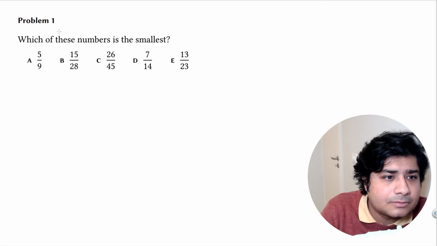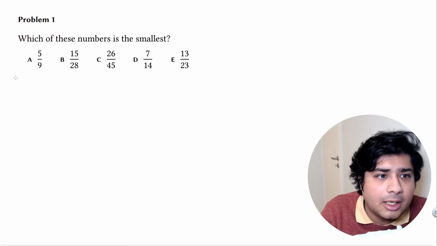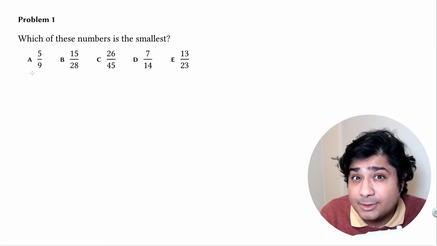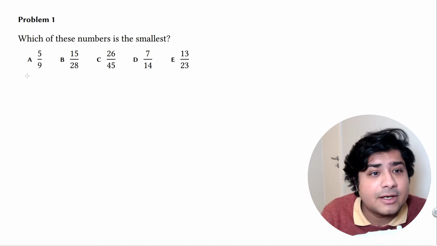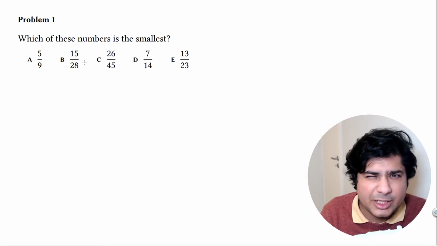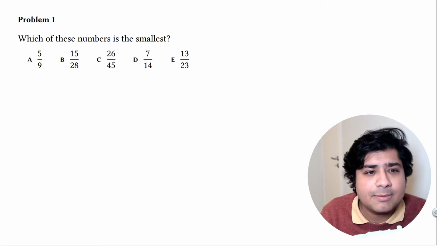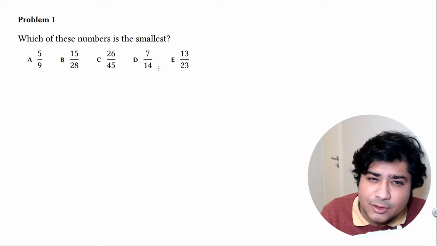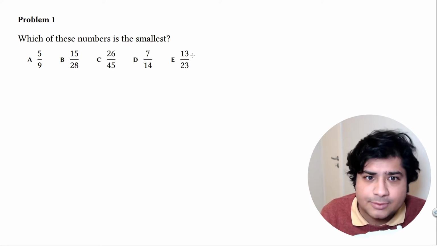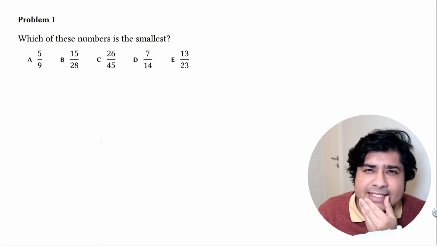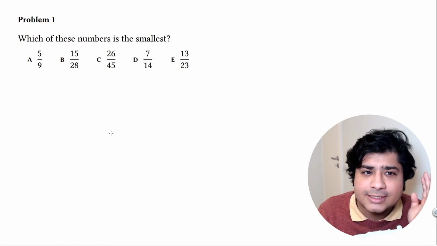So we have first one is 5 over 9. You can't really simplify that anymore, so I'm just going to leave that for now. 15 over 28. That is something that I see immediately that we could simplify further. But let's keep going. 26 over 45, all right. And then there's a 7 over 14. And the last one, we have 13 over 23. So which one do you think out of these is probably the easiest one to deal with?